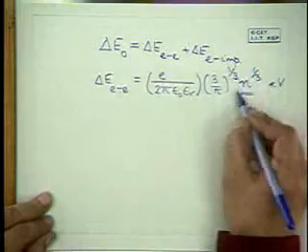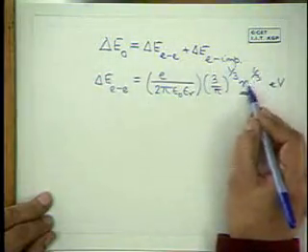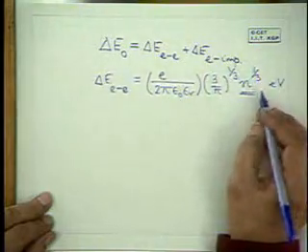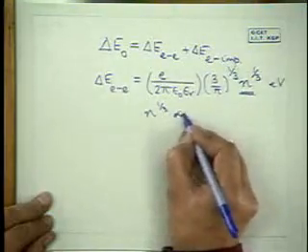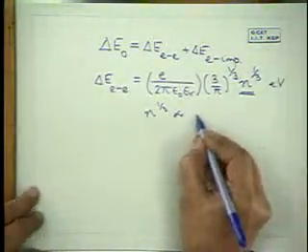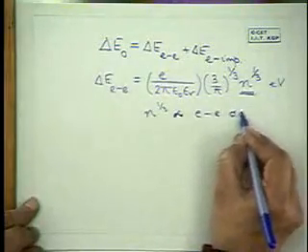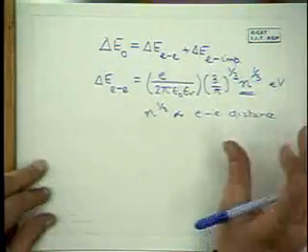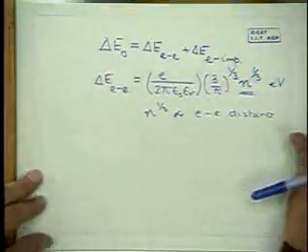Now, if n is the total number of carriers in the semiconductor, n to the power 1/3 obviously means that n to the power 1/3 is proportional to the average electron-electron distance, the average separation between electrons.